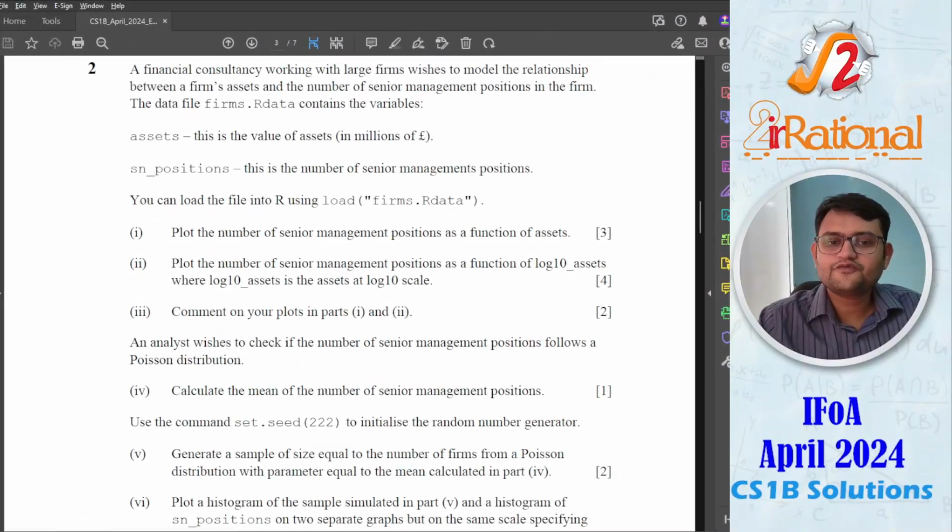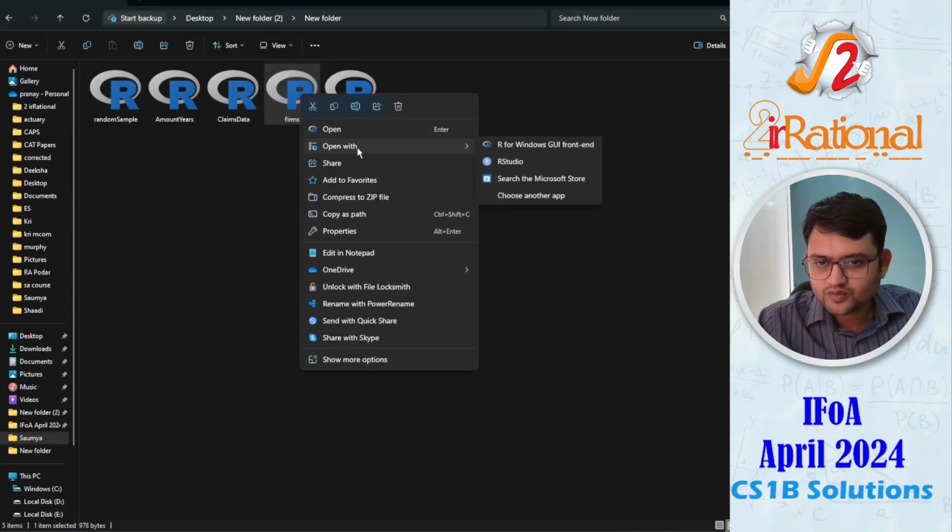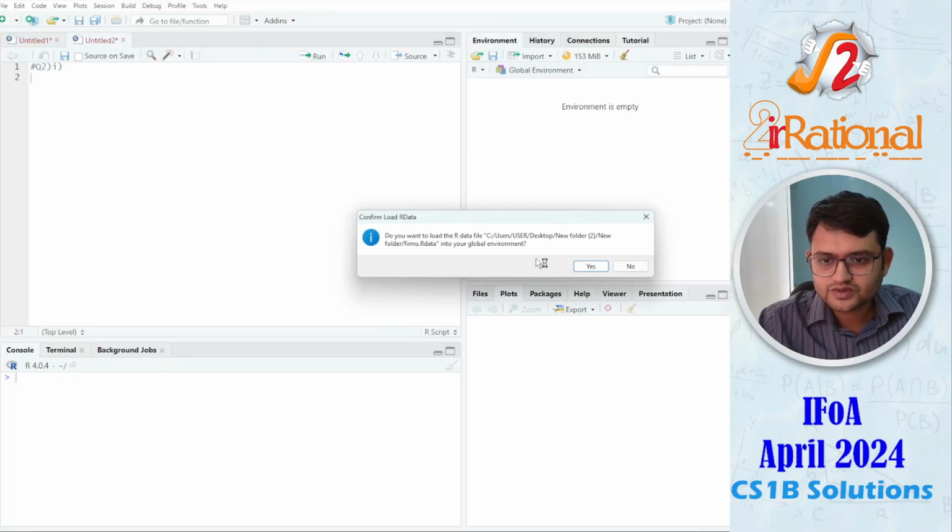Question number 2. A financial consultancy working with a large firm wishes to model the relationship between a firm's assets and the number of senior management positions in the firm. The data file firms.rdata contains the variables assets, this is the value of assets, and SN positions, this is the number of senior management positions. You can load the file into R using this. I prefer just right click, open with RStudio.